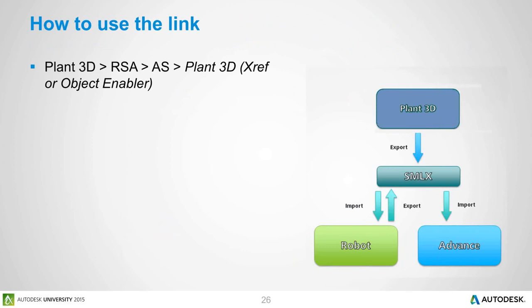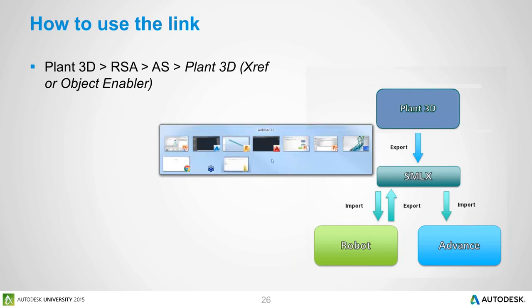There are a few scenarios for use of the link. You may start definition of the geometry of a steel structure in Plant 3D and export it to Robot for design, then send it from Robot to Advanced Steel for final adjustment, and finally XREF or open the final Advanced Steel model back in Plant with Object Enabler installed. So let's see how this can be done.